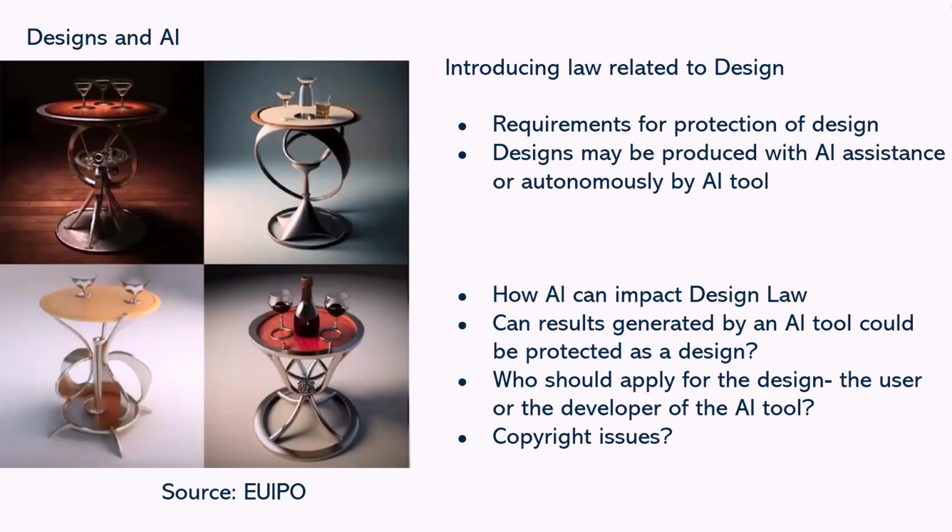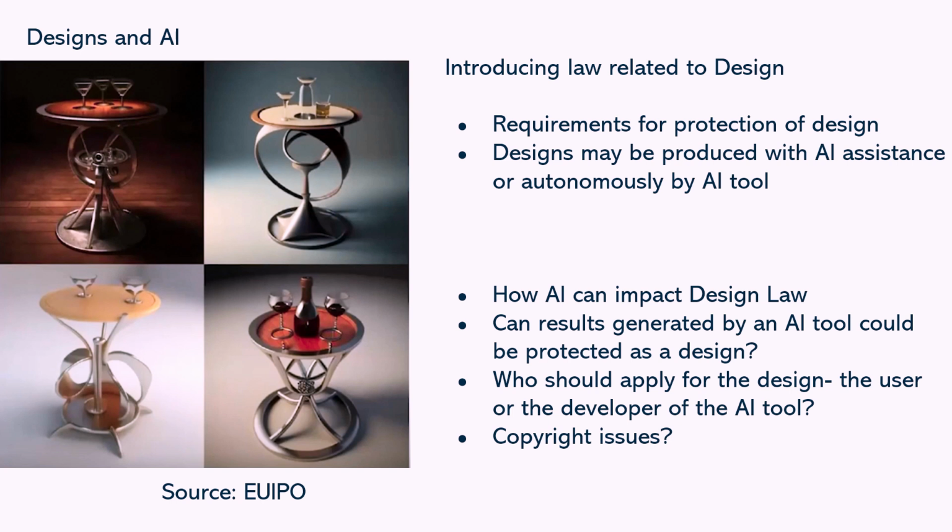Then in the case of designs and AI as well, we see that there is a requirement for protection of designs of certain things, but designs may be produced with AI assistance or autonomously by AI tools. So, who will have the intellectual property protection on such designs which have been produced by AI assistance, or which have been autonomously produced by AI tools?